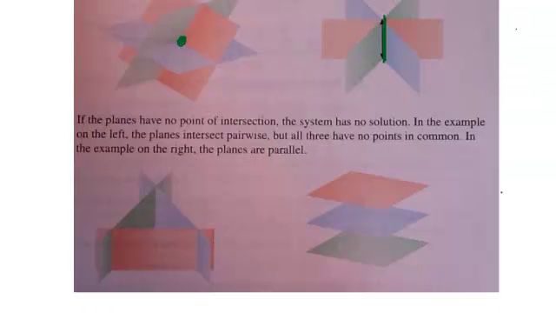So again, if planes have no point of intersection, the system has no solutions. In the example on the left, the planes intersect pairwise, but all 3 have no points in common. So notice that 2 planes intersect here, 2 different planes intersect here, and 2 different planes intersect here. So they all intersect with one other plane, but never all 3 in the same point. And the other example is parallel planes, as you will see on the right. So the planes are never going to intersect because they are all parallel. So again, we have one solution, infinite solutions, and no solutions, just like we did in 2 variables. We also had that in 3 dimensions as well.